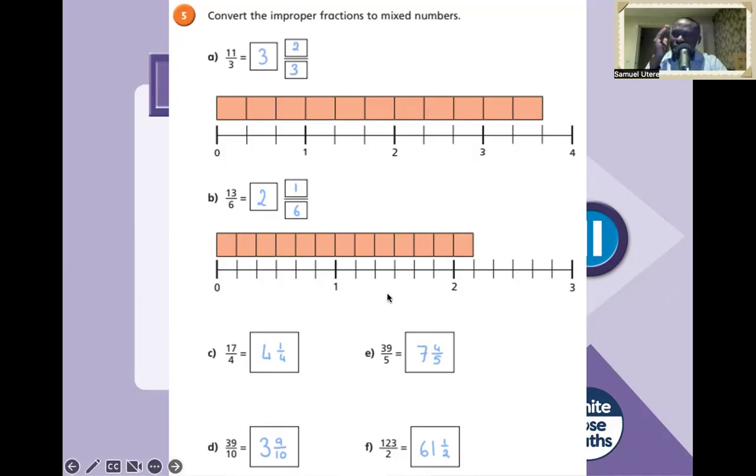So I want you to start thinking about fractions like that, and you begin to see that, oh, it's really easy. It's not difficult. All right, so mark your work, celebrate your success. Well done.